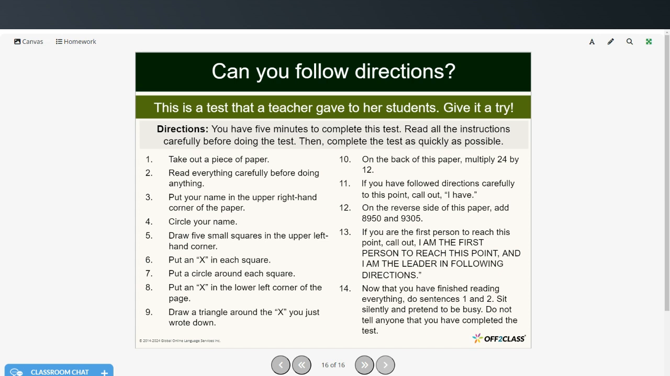On the reverse side of this paper, add 8950 and 9305. If you are the first person to reach this point, call out, I am the first person to reach this point, and I am the leader in following directions. Now that you have finished reading everything, do sentences 1 and 2. Sit silently and pretend to be busy. Do not tell anyone that you have completed the test.